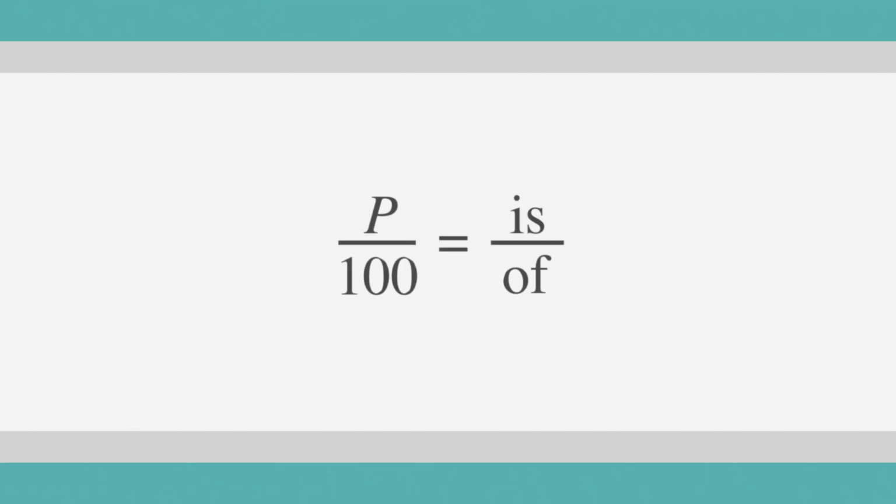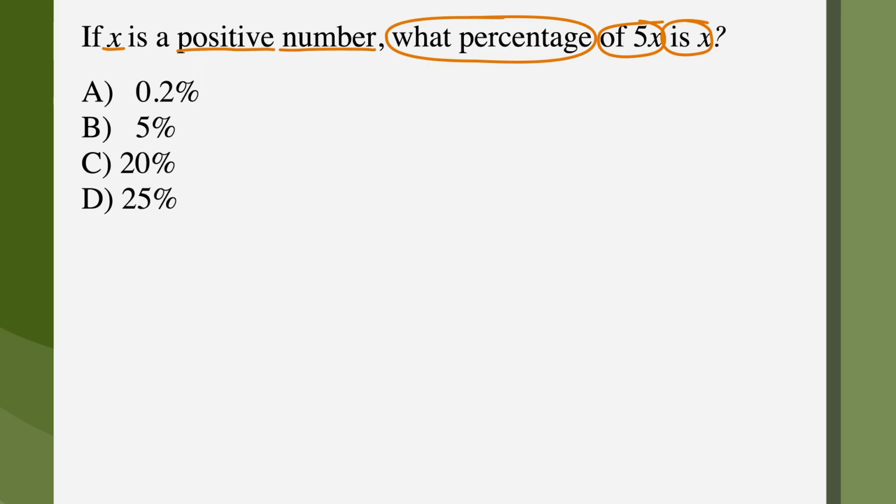There's one other strategy for solving percent problems. I'll go over it briefly, then we can revisit the same problem using this strategy. Instead of translating words into equations, we can use the equation p over 100 equals is over of. It might sound weird, but let me show you what I mean.